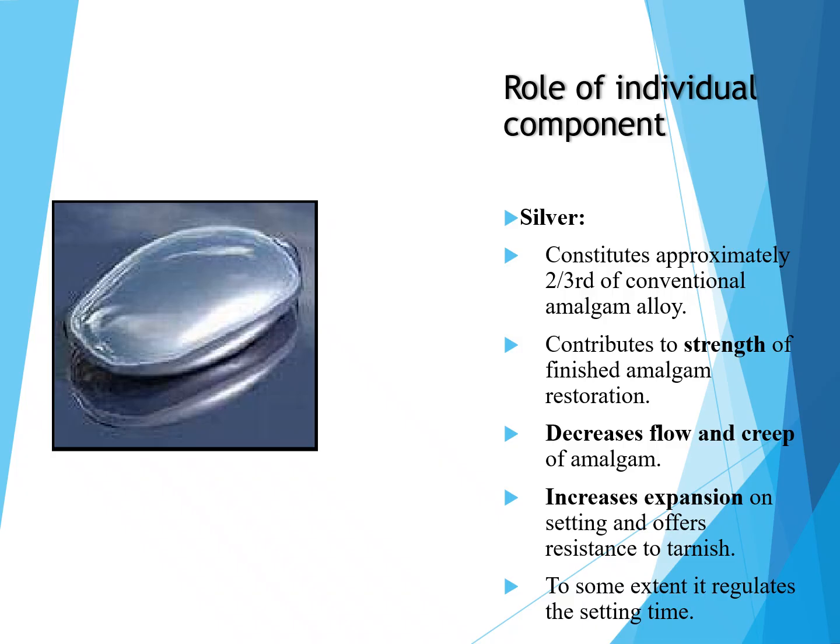Now, the role of individual components. First of all, we'll start with silver. Silver is the main constituent of the dental amalgam alloy. It makes up two-thirds of the conventional amalgam alloy. It contributes to the strength of the finished amalgam restoration.